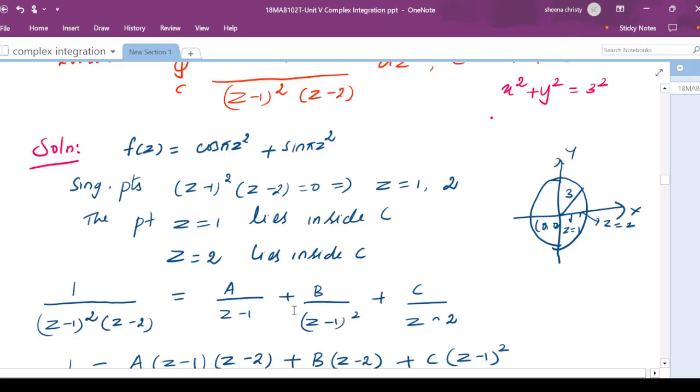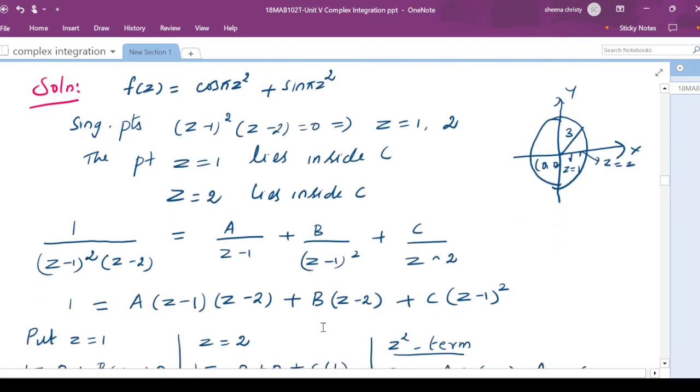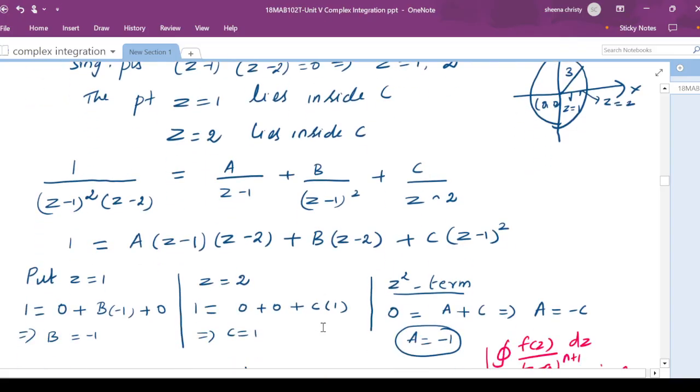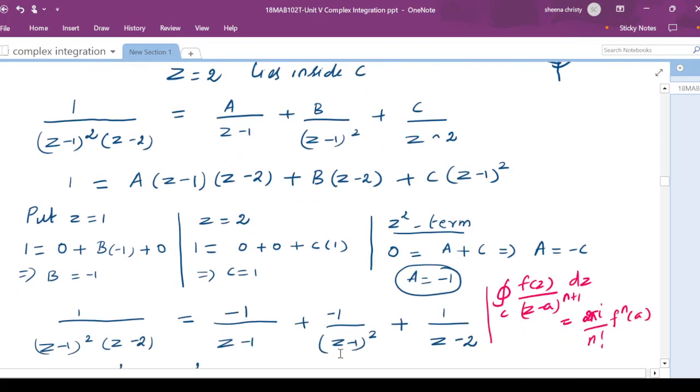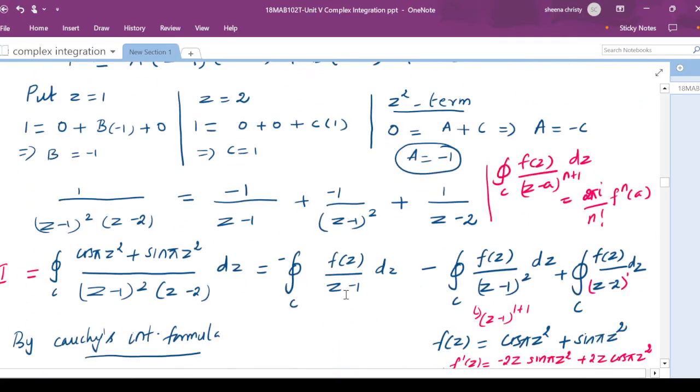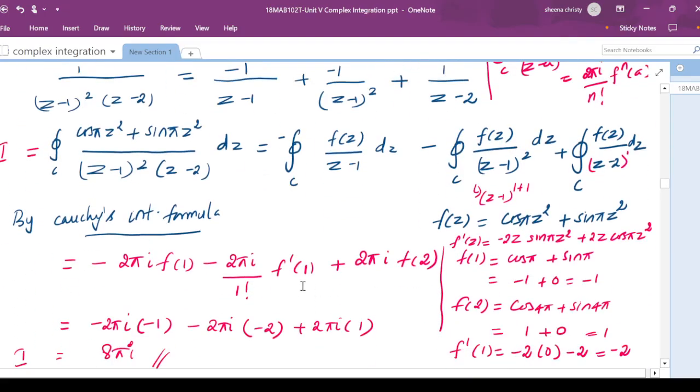So here we are separating that by making use of the partial fraction method and finding the values of A, B, C. Then according to Cauchy's integral formula, the integral over C of f of z into dz by z minus a power n plus 1 is 2 pi i by n factorial into f^n of a. So here you are having 2. That 2 I can write as 1 plus 1. So n equal to 1. Apply the n equal to 1 case.